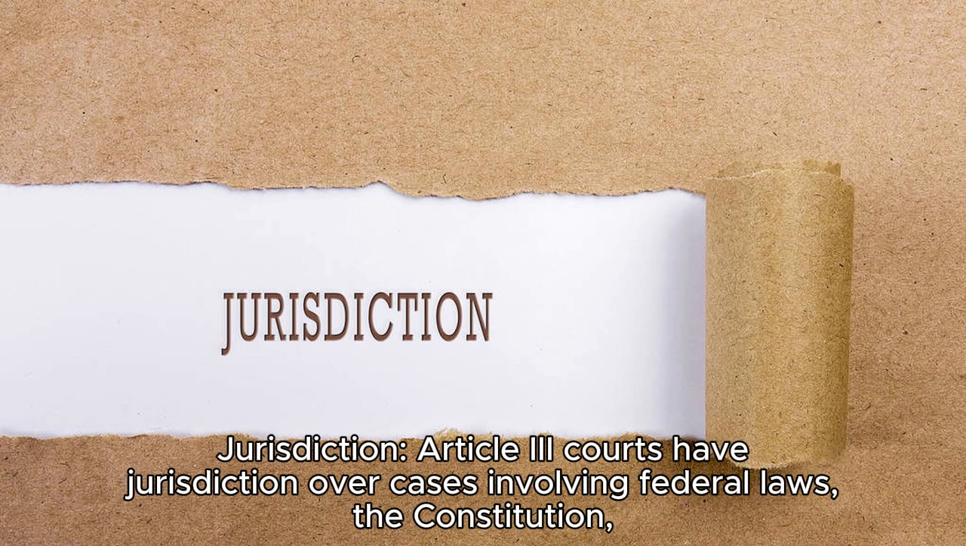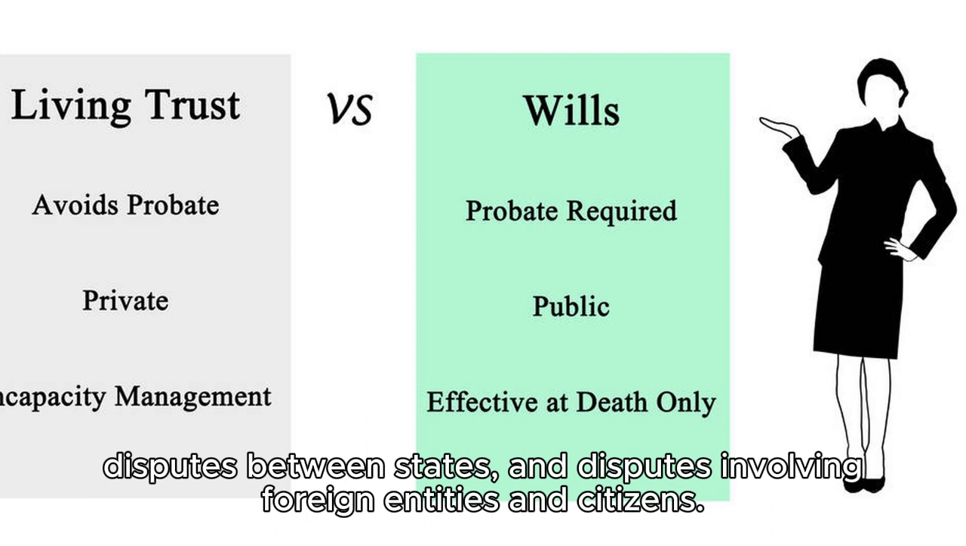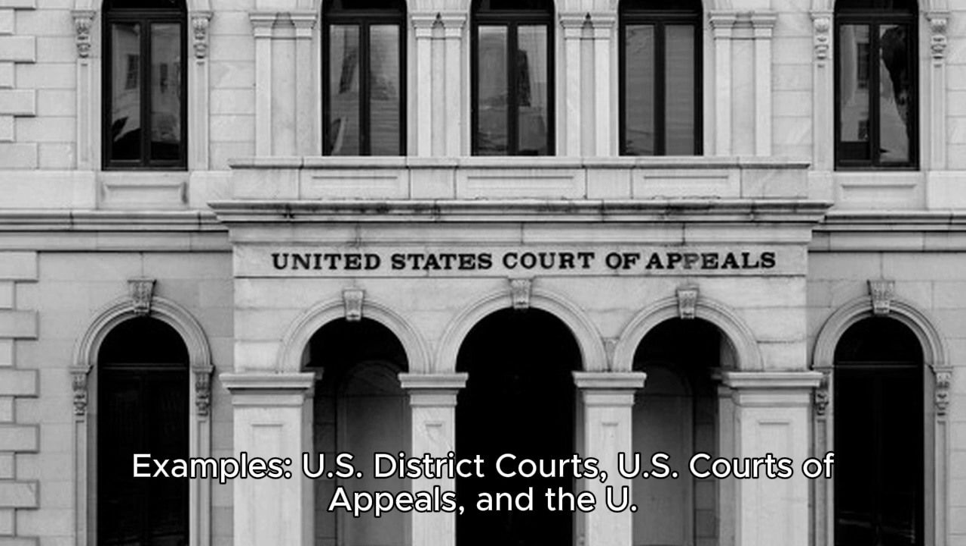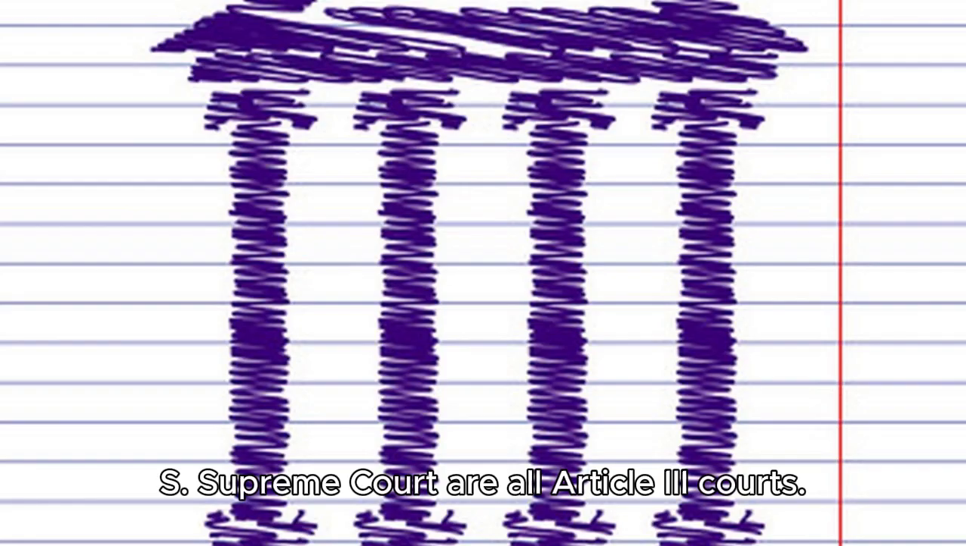Jurisdiction. Article 3 courts have jurisdiction over cases involving federal laws, the Constitution, disputes between states, and disputes involving foreign entities and citizens. Examples: U.S. District Courts, U.S. Courts of Appeals, and the U.S. Supreme Court are all Article 3 courts.